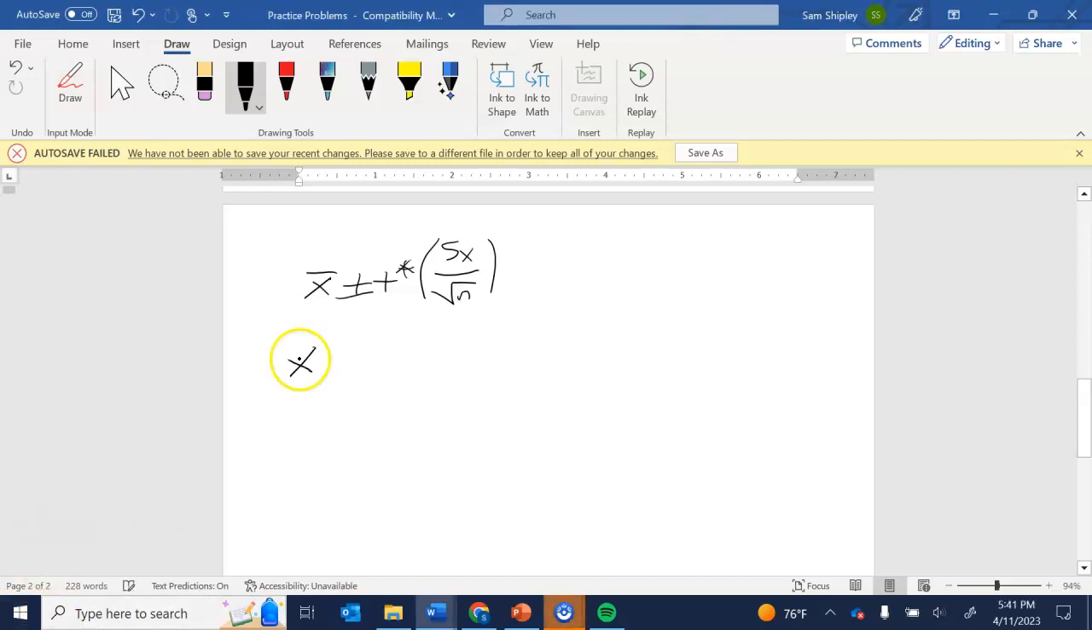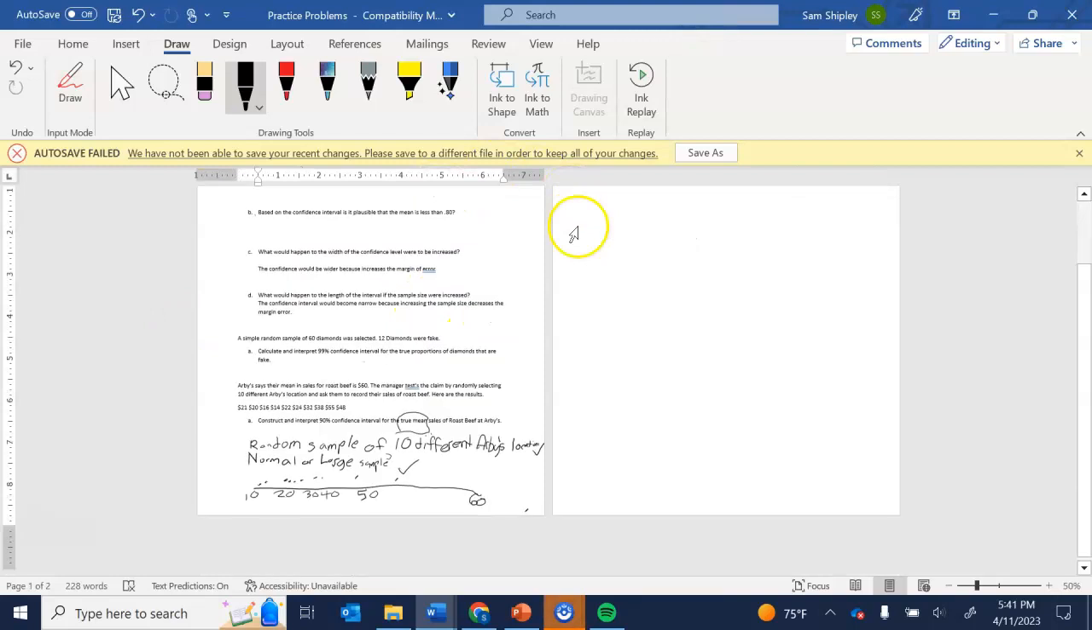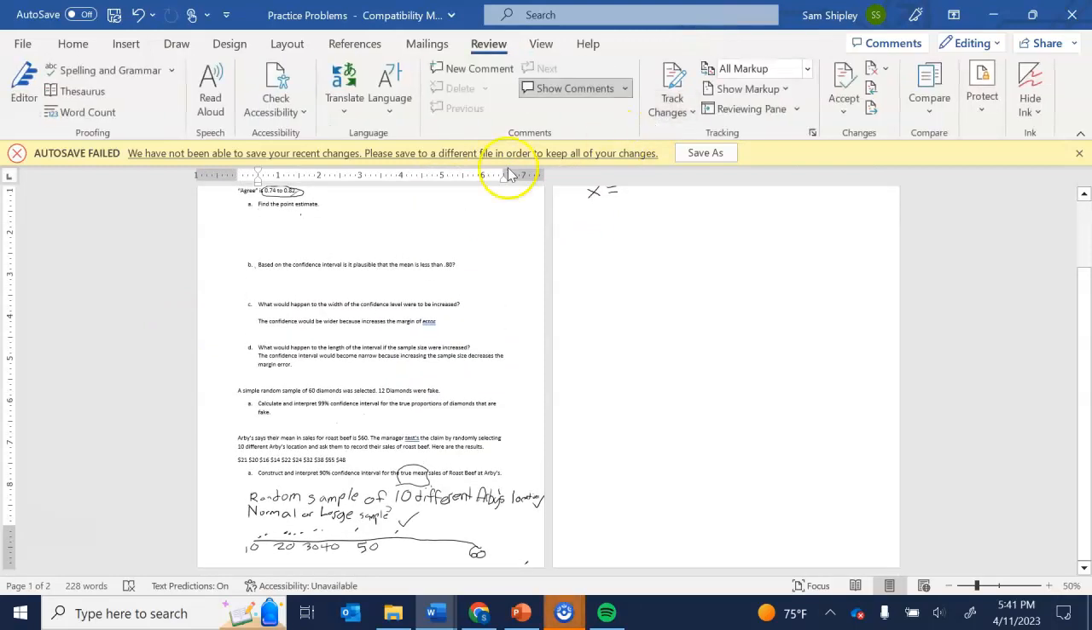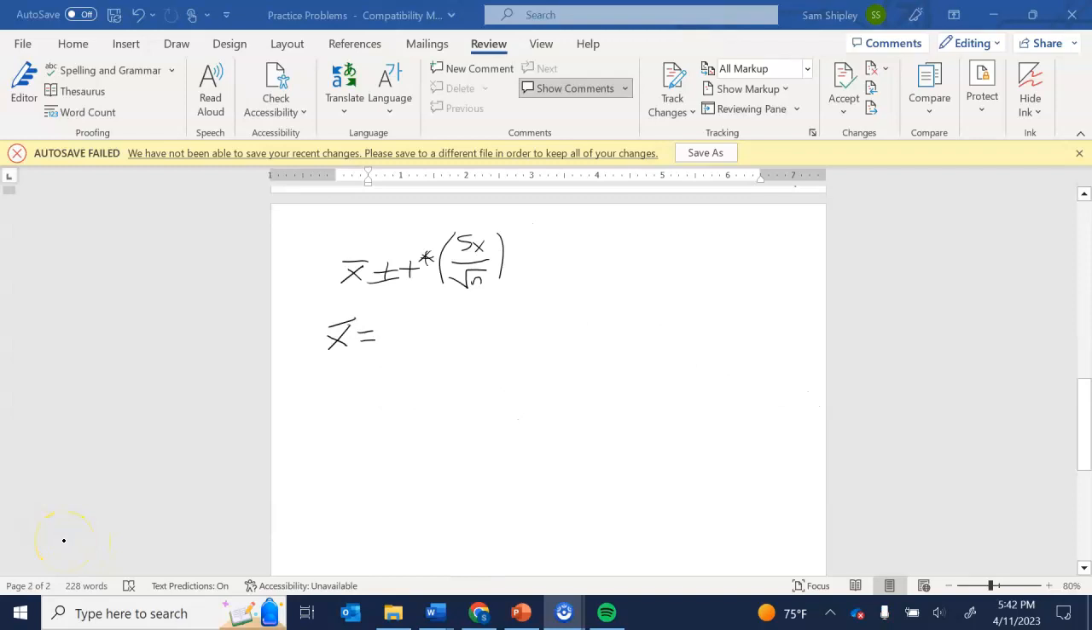Now, how to find x hat? What you're going to do is add up the numbers that were given to you. These numbers given to you right here, you're going to add those together and divide by the sample size. The sample size was 10, so we have 10 numbers right here. You add those together and divide by 10. Once you do that, you'll end up with 29. So that is going to be our x hat.